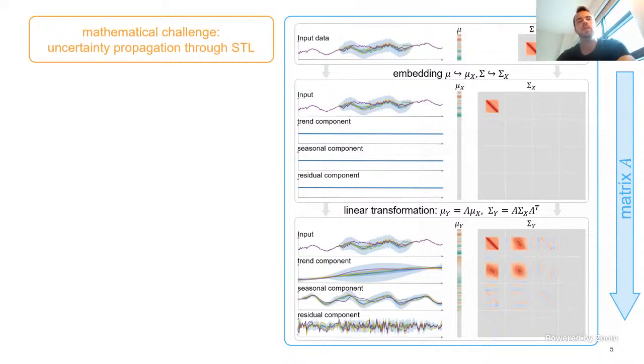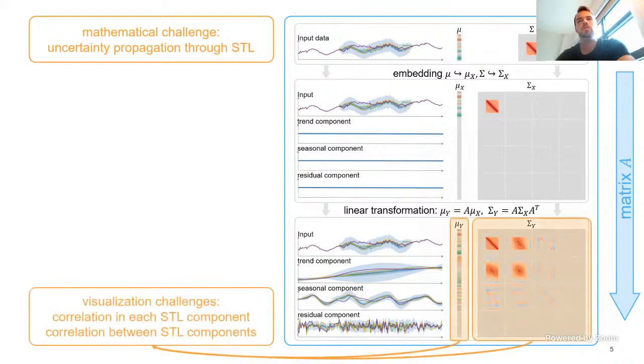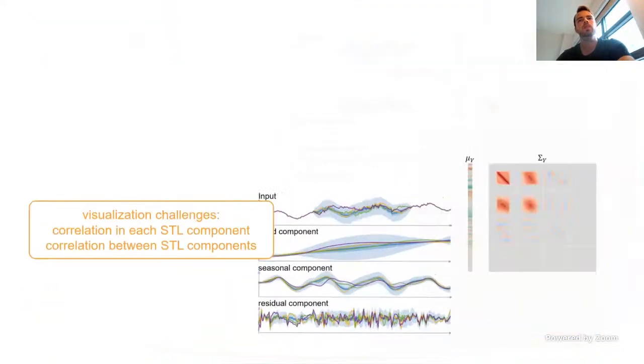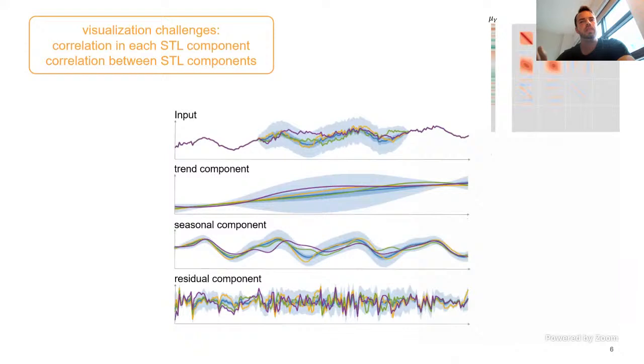So this is done. Now we are focused on the visualization part. So we have to deal with these output data. We have the expected mean, and we have also the covariance matrix. And again, we want to tackle, for example, here specifically the correlation in each component and between the components. So now we look at, as we mentioned, the core visualization or overview visualization.